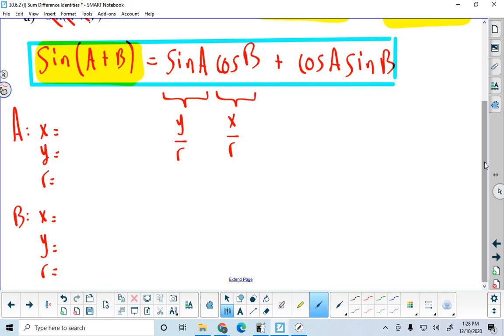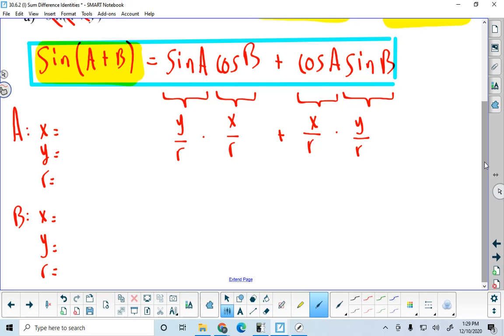How am I going to calculate cosine of A? Well, cosine of A will be x over r. But the x and r I use to calculate cosine of A will be different than the x and r I use to calculate cosine of B, because they're different angles. And sine of B, sine is y over r.